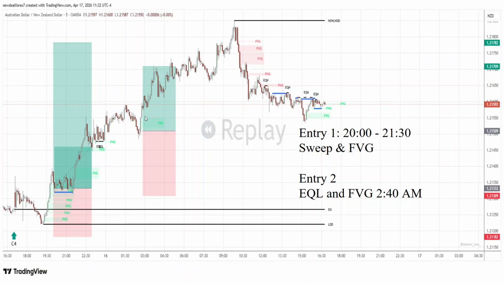And this one here was a 1 to 1. Another entry at 2:40 a.m. around these equal lows. So if you have equal lows in the past in the fair value gap and price retraces to it, to that general zone, you can get in and see what happens.